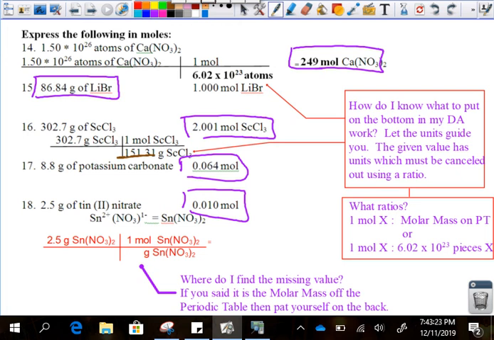Express the following in moles. Oh man, look at all this nice typed comments I have over here. Let's read these comments. How do I know what to put on the bottom in my dimensional analysis work?